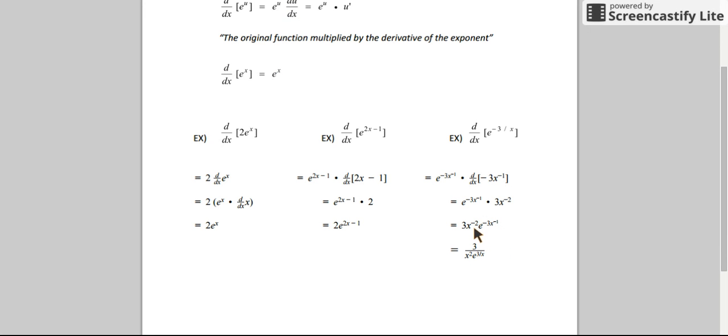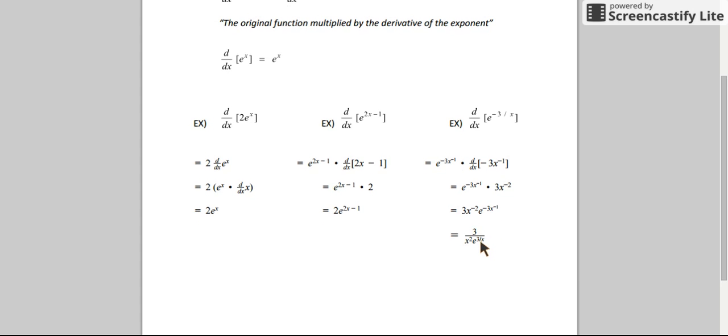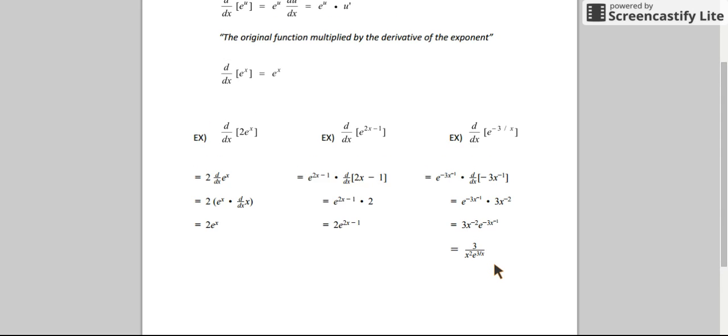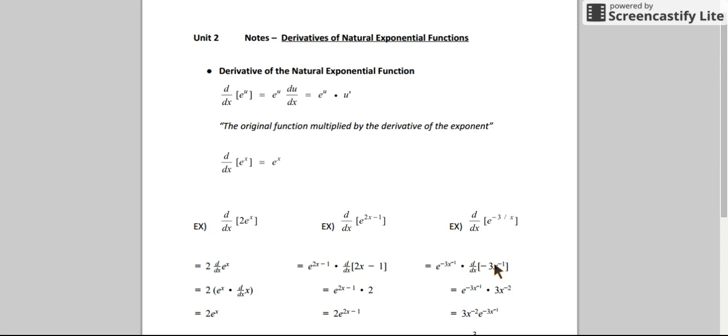So x to the negative 2 drops that down. So now I have x squared in the denominator. And e to the negative 3 drops that also down. And x to the negative 1 would make that quotient in the exponent or power position there. So in general, derivatives of natural exponential functions should be pretty easy, just remembering that we're just multiplying itself times the derivative of the exponent.